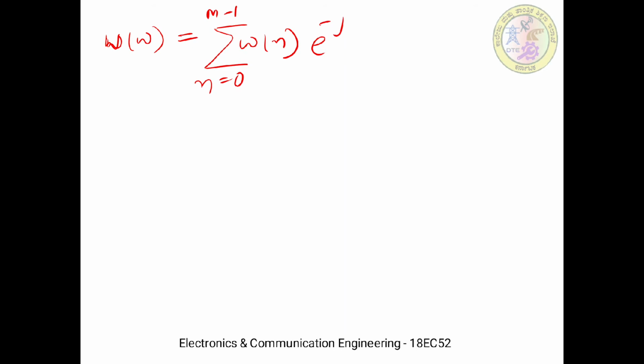Okay. So first we will write what is this w of omega. This is a window function and this w represents the frequency. So this is given by summation n equal to 0 to m minus 1, w of n into e power minus j omega n. This is equation 3. So this w of omega is nothing but the frequency domain, that is, Fourier transform representation of the window function.